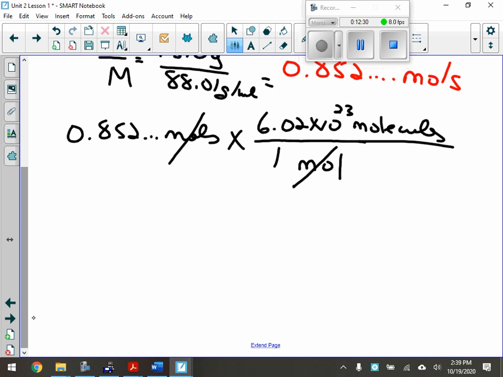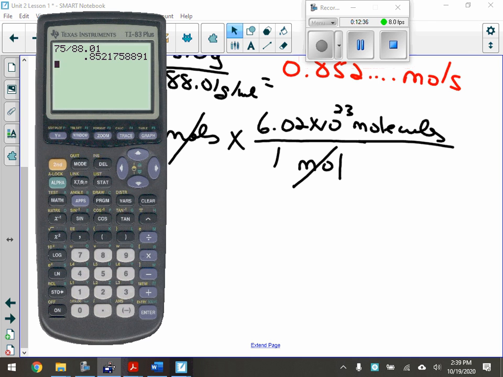Now this isn't the only thing you can do. I'll show you another option. But of course, when you do this, you're just going to type this in on the calculator. There's my number right there. It's still there. It's not 0.852, it's this number. We do not round until I give you my final answer.